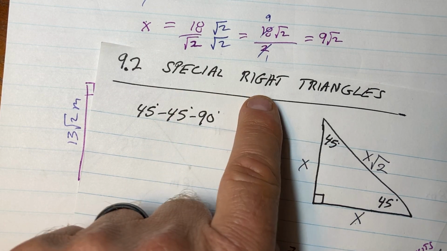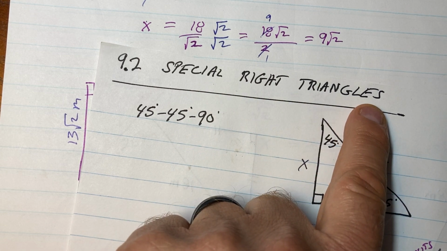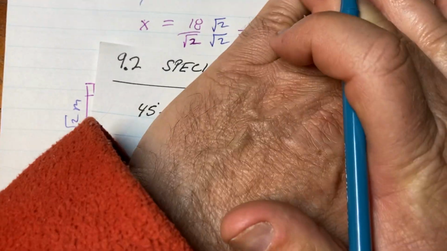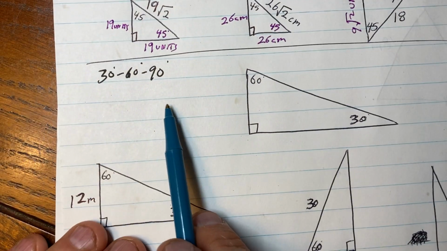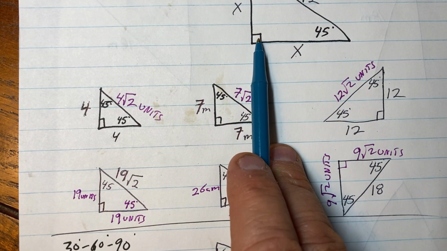Okay, this says special right triangle. No, it says special right triangles. Got it. Plural. So here's your second one that you're going to memorize. Okay, this is a 45, 45, 90 triangle.